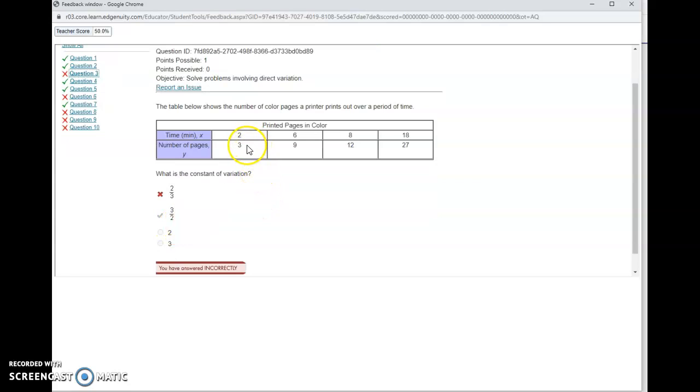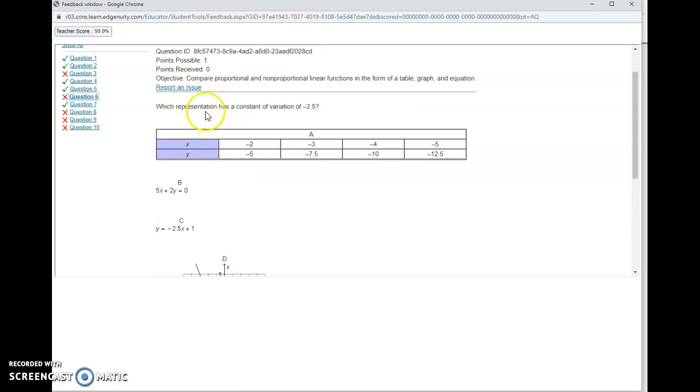So if I take any of these, y over x, it's going to be 3 over 2, 9 over 6, which if you simplify it is 3 over 2, 12 over 18, which if you simplify it by 4 is 3 over 2, and 27 over 18, if you simplify it by 9, is 3 over 2.